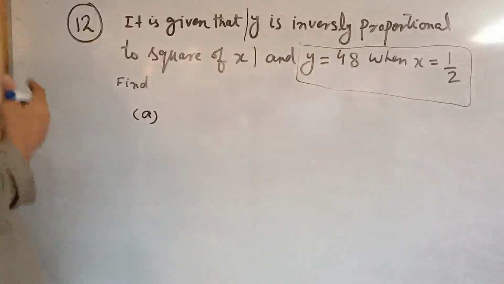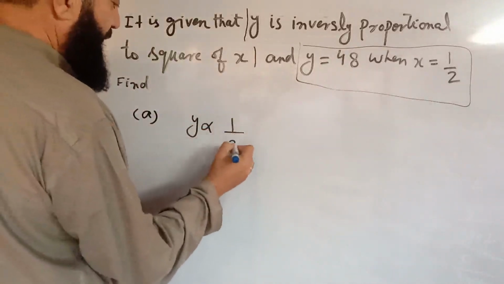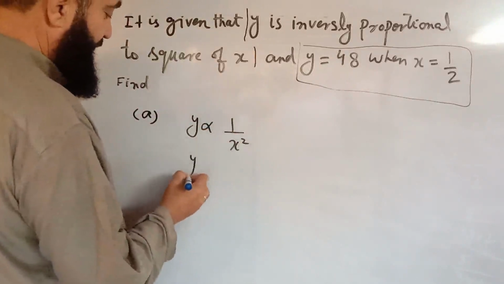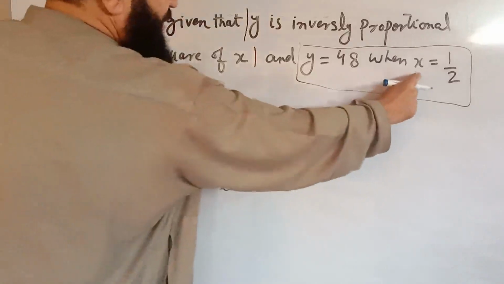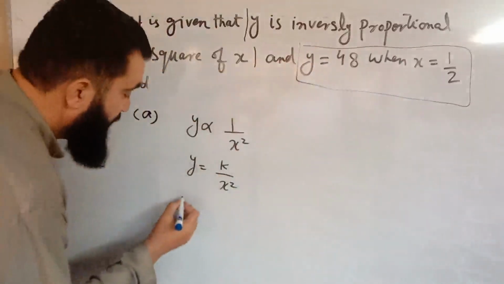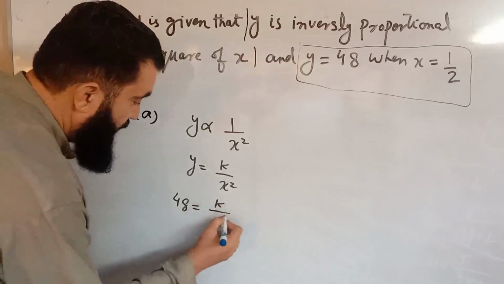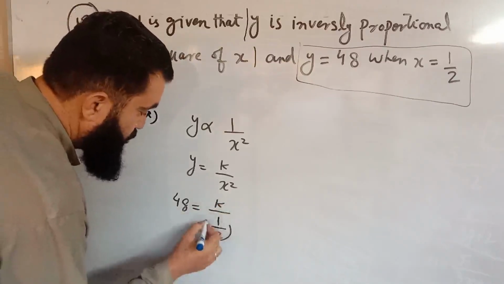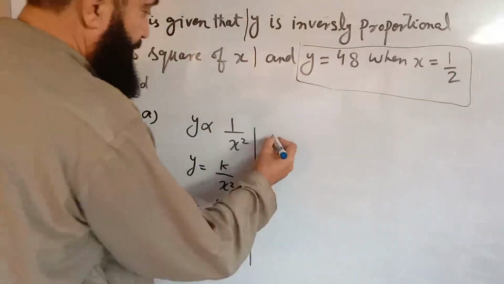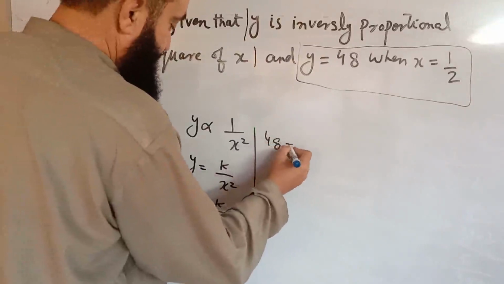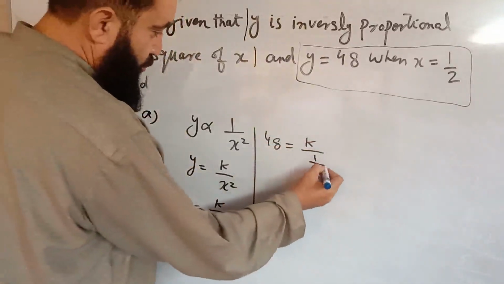So we get the formula for y in terms of x. We have y is inversely proportional to 1/x square. So this will be y is equal to k/x square. We will put x equal to 1/2 and y is 48. So this will become 48 is equal to k/(1/2) square. Therefore, this will become 48 is equal to k into 1/4 here.